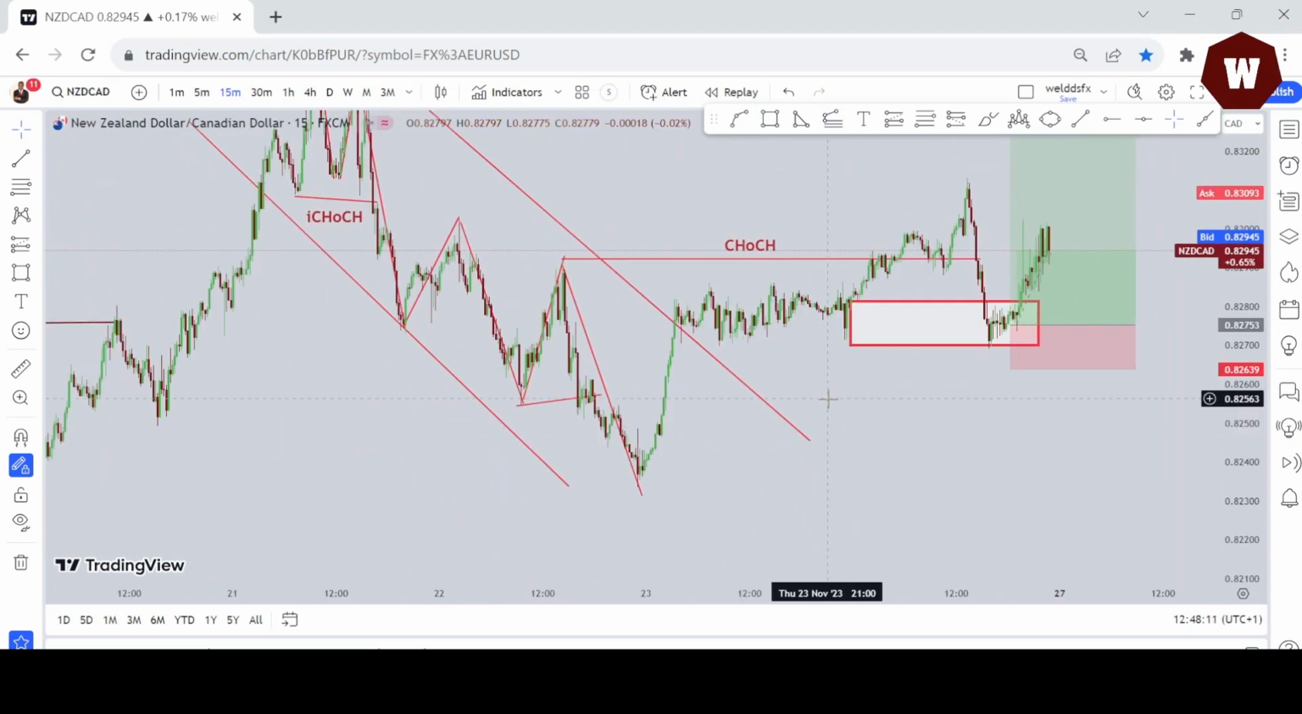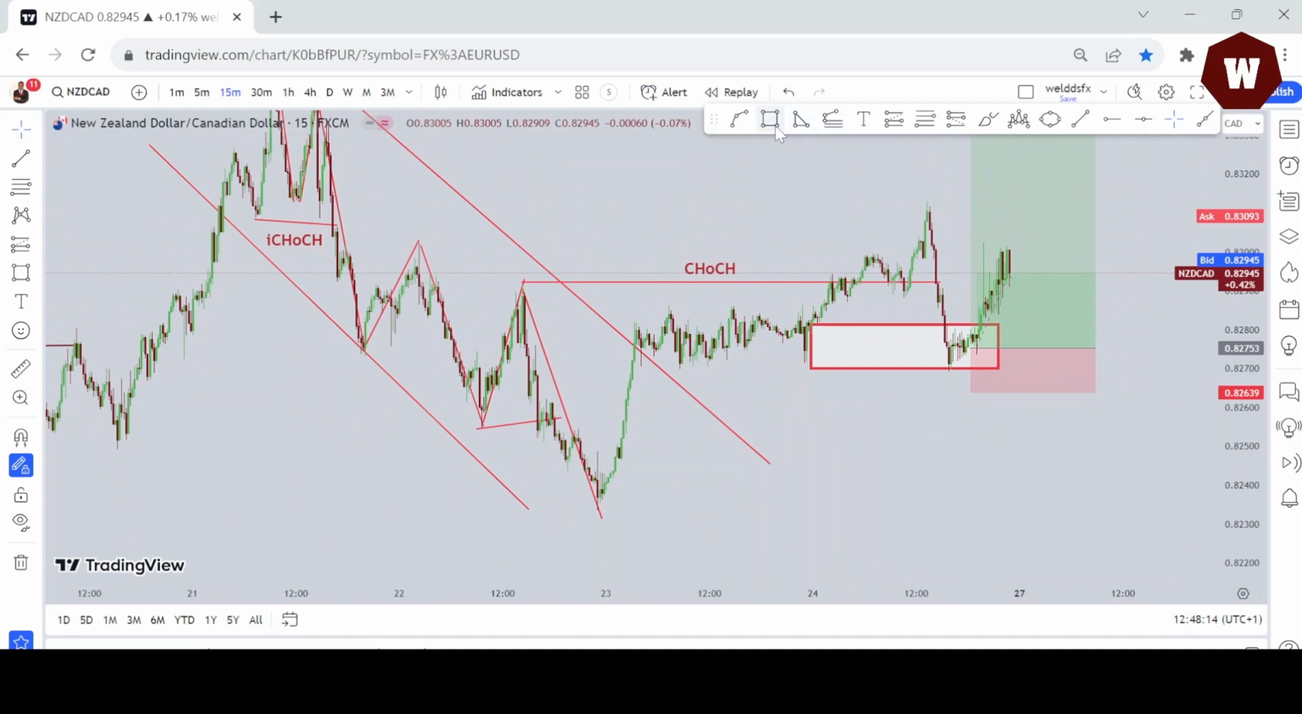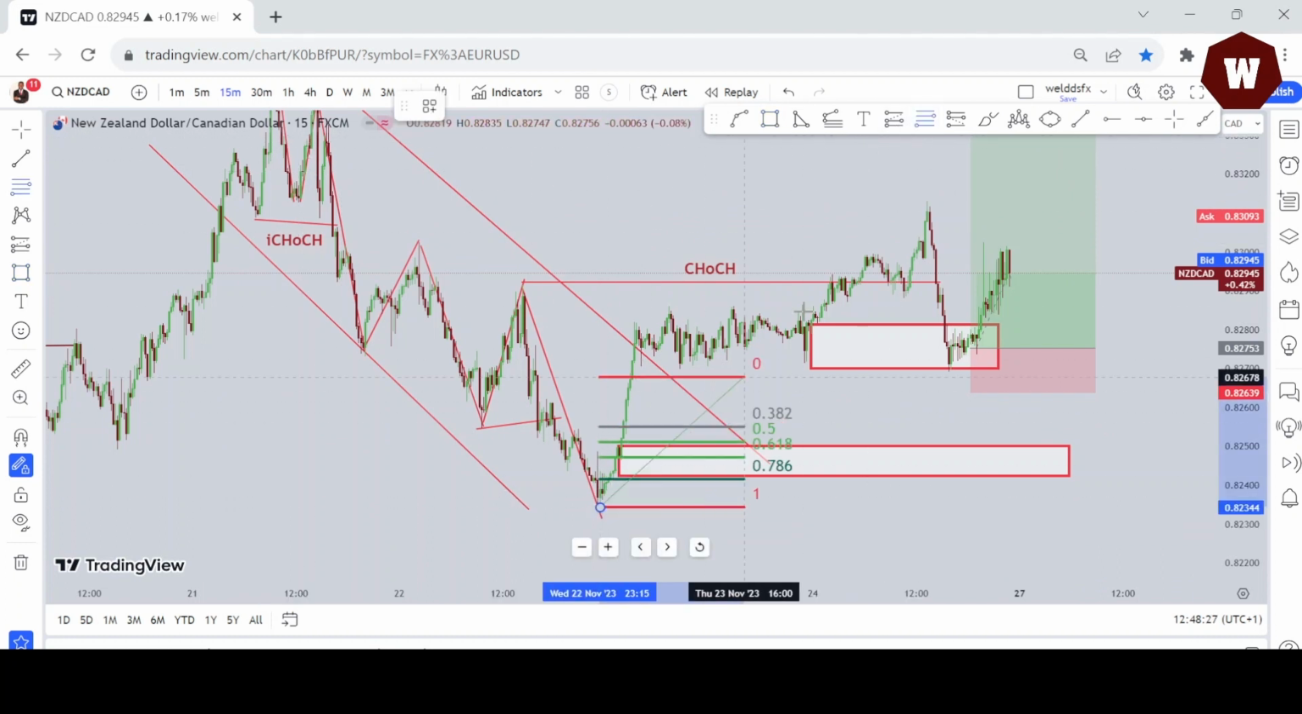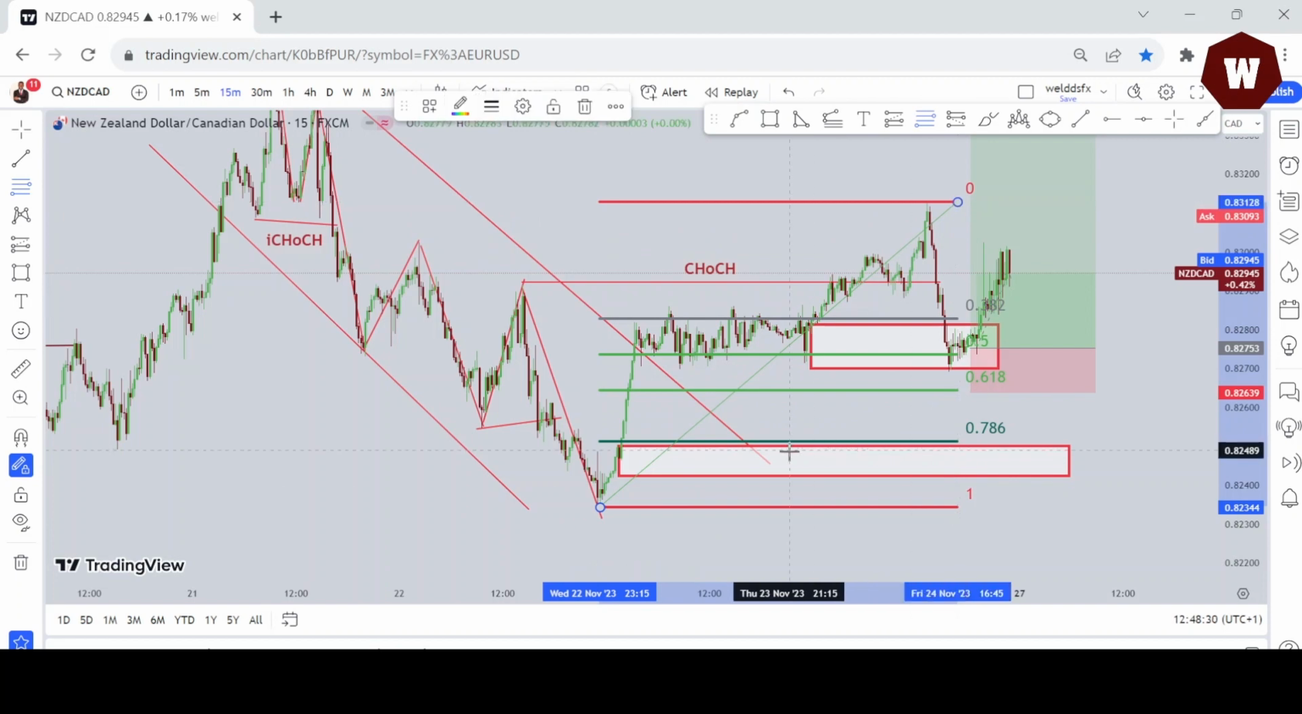Okay, another place that I am anticipating that this market can play out is this area. This area is important. Now let me get a confirmation with a Fibonacci retracement. If I take a Fibonacci retracement and draw from here to here, you can see that this place is inside the 0.786, which is the 78.6% level. This is very important to us.